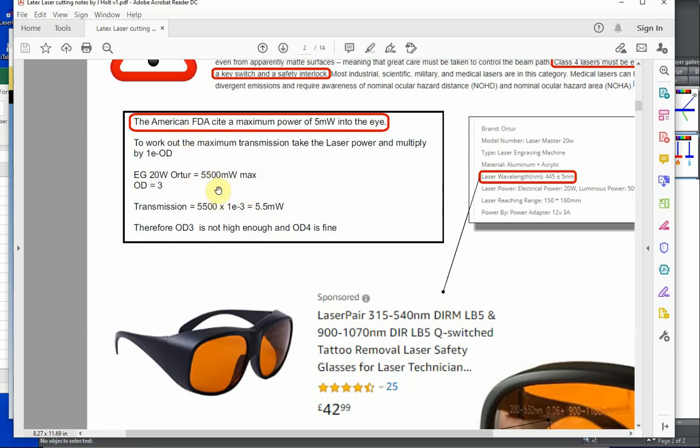Now, unfortunately, 5.5 milliwatts is slightly over the 5 milliwatt allowable for the American FDA. So theoretically, if you just used OD3 glasses, they're not good enough. But that's, of course, if you get a direct strike from the laser, which hopefully you're not going to do. So OD3 probably isn't really good enough. Theoretically, it is for the 15 watt. I think that was just about 5. So that's what OD is.